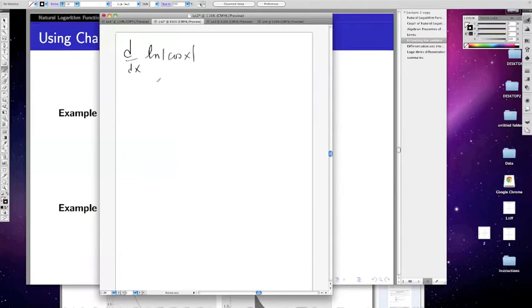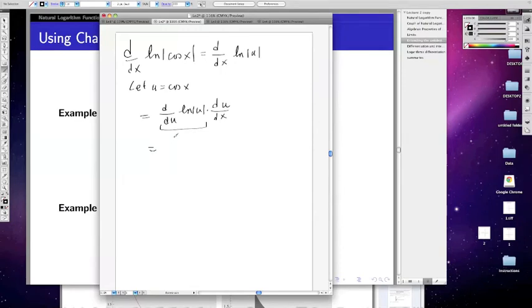Well, this is my g of x, and in fact I'm going to let u equal cosine of x. And I'm looking for the derivative with respect to x of the natural log of the absolute value of u. And according to the chain rule, this is equal to the derivative with respect to u of the natural log of the absolute value of u times the derivative of u with respect to x. And now this follows directly from the formula.